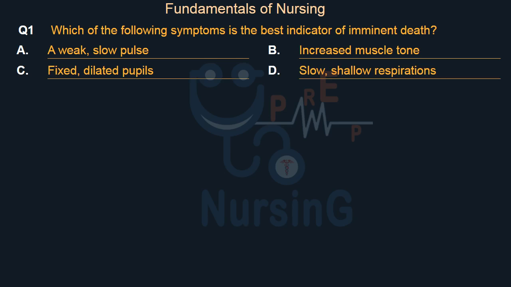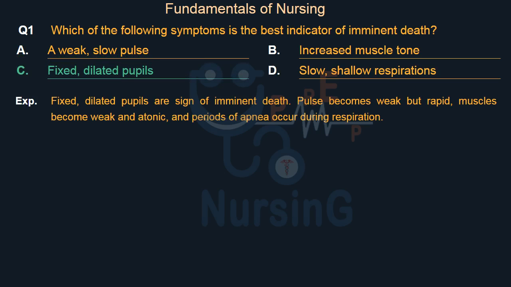Right answer is option C. Fixed, dilated pupils. Fixed, dilated pupils are a sign of imminent death. Pulse becomes weak but rapid, muscles become weak and atonic, and periods of apnea occur during respiration.